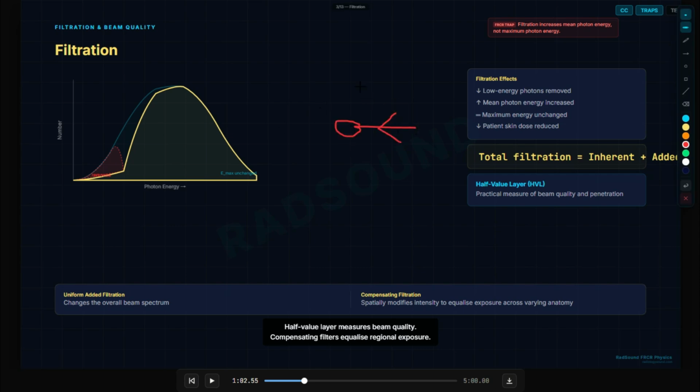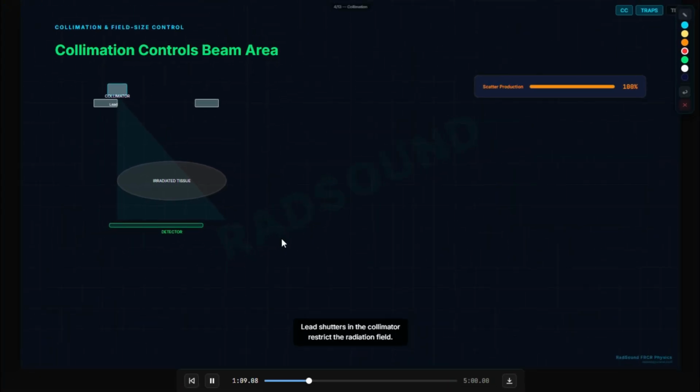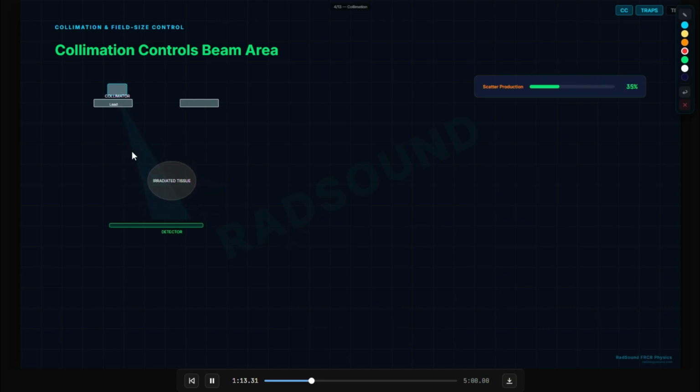So we added something, a bow tie, okay, something like this, thicker at the periphery and thinner in the middle. So that will help us to maximize and equalize the amount of photons reaching the body part from the peripheral to the central part. What can we do to the beam portion of the patient? Okay, so we get into collimation.